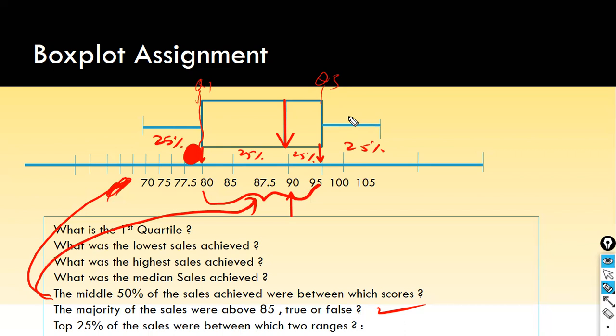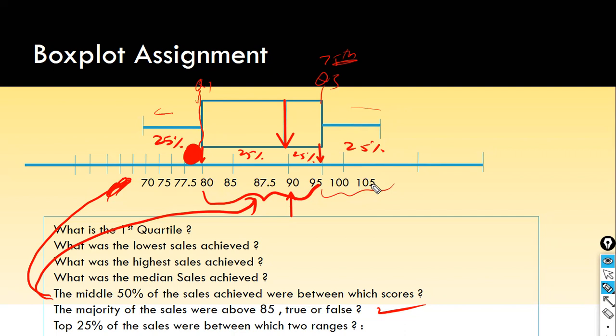Jay Prashant, see, this is the top 25%. This is the bottom 25%. Anything above 75%, this is your 75th percentile, is the top 25%. If they ask you for the bottom 25% of sales between which two ranges, it is 70 to 80, and here 95 to 105. Majority of you have answered correctly.